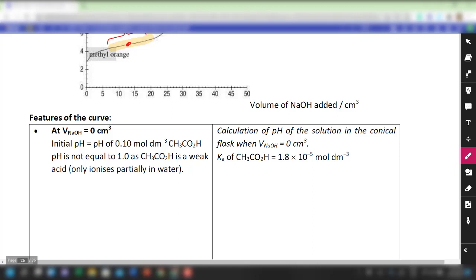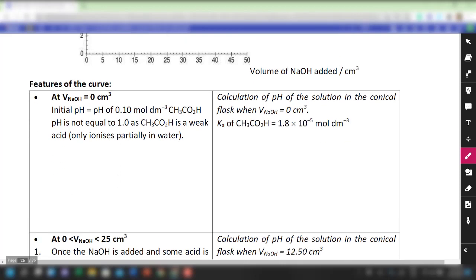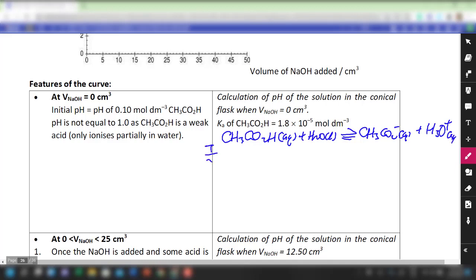So what are the features of the curve? When no sodium hydroxide has been added, our initial pH is simply calculated based on what we know from simple acid-base equilibrium concepts. We have ethanoic acid, which equilibrates partially in the presence of water to give us ethanoate and H3O+. Then we can easily draft out an ICE table.